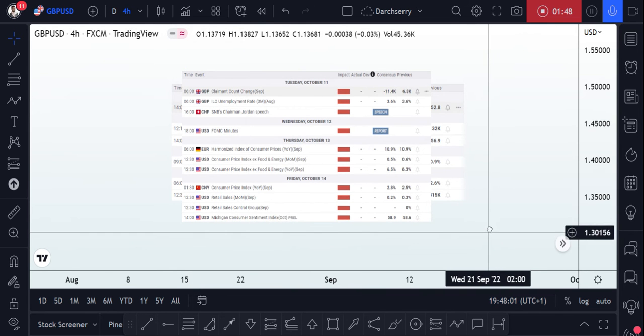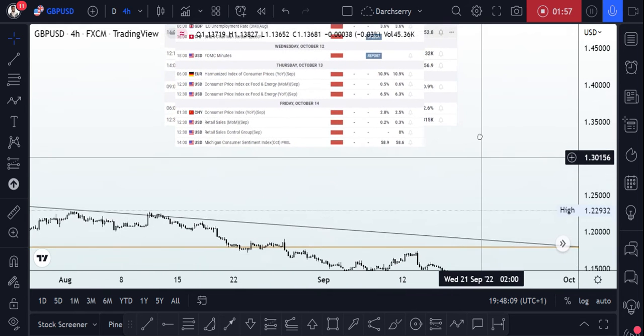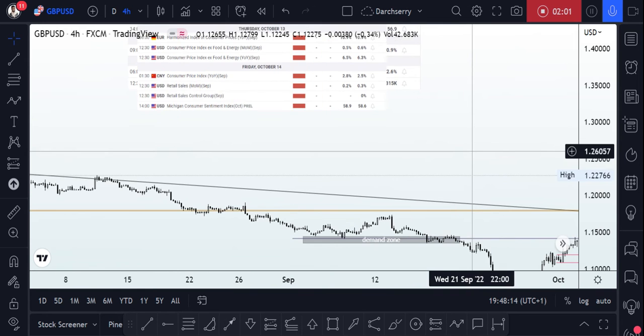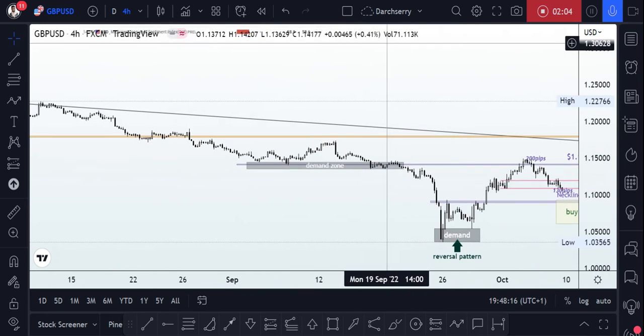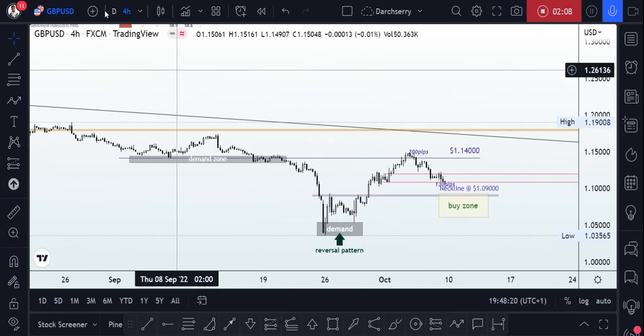So what we are going to be doing in this video is to look out for structures and get ourselves prepared for these events, so that when we finally have that opportunity unfolding before our eyes, we will already be on standby to take advantage of that move. So let's dive into the chart and let's look at what is happening from a technical standpoint.